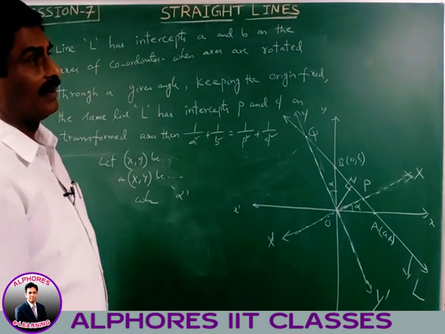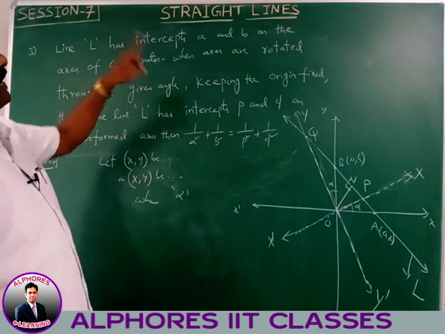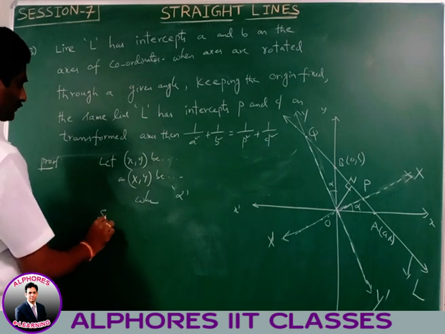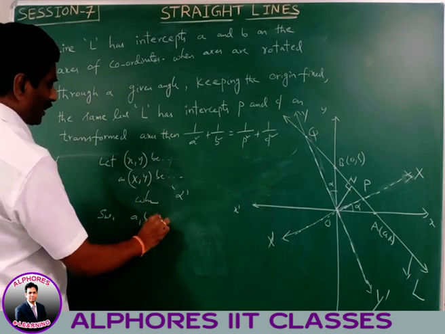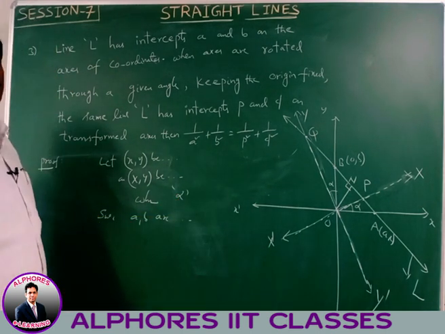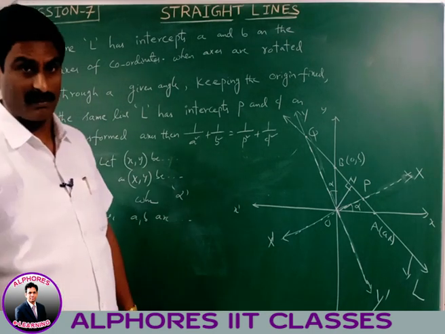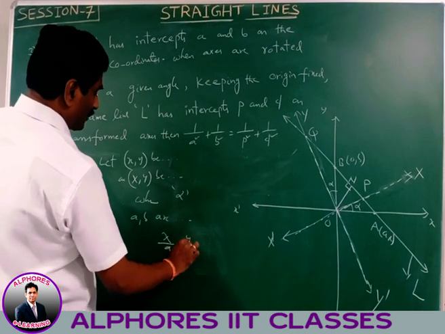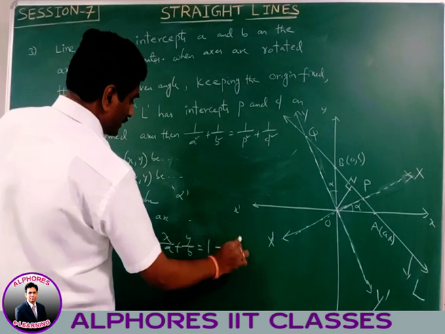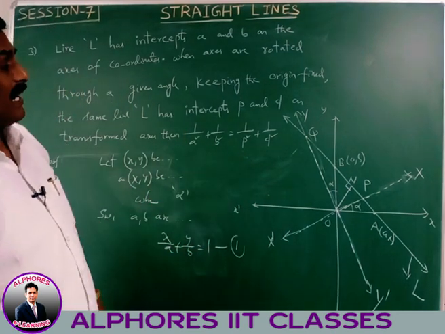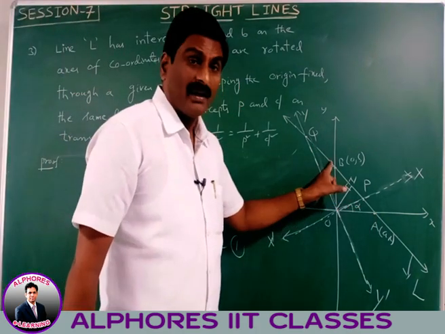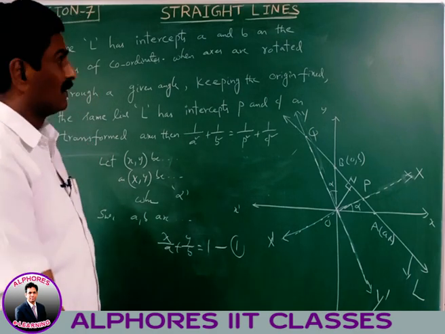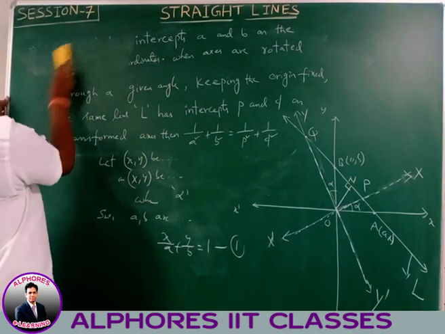Okay. In the original coordinate system, what are the x and y intercepts? A comma b. Since a comma b are the x and y intercepts of a line in the original coordinate system, therefore, the equation of the line is x by a plus y by b is equal to 1. It is equation number 1. The equation of the line, that means AB, in the original coordinate system is x by a plus y by b is equal to 1. Now, the perpendicular distance from the origin to this line.